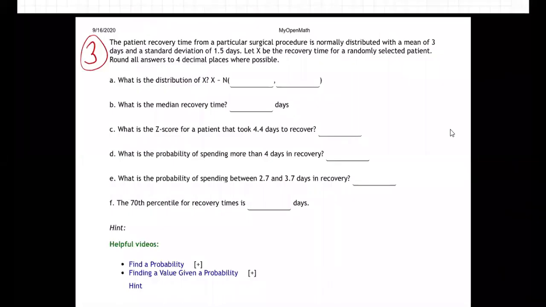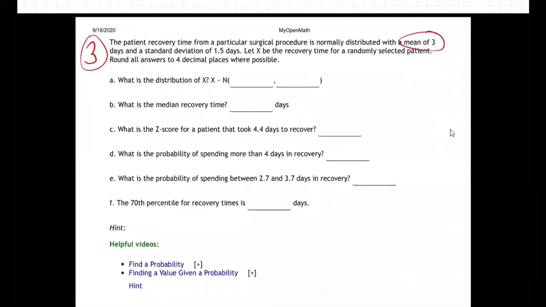Patient recovery time from a particular surgical procedure is normally distributed, mean 3 days and standard deviation 1.5 days. Let X be the recovery time, randomly select the patient. Round your answers to 4 decimal places. Okay, so now we're doing the same kind of thing. Again, normally distributed, bell curve, and it's all about how long it takes you to recover from a certain kind of procedure.